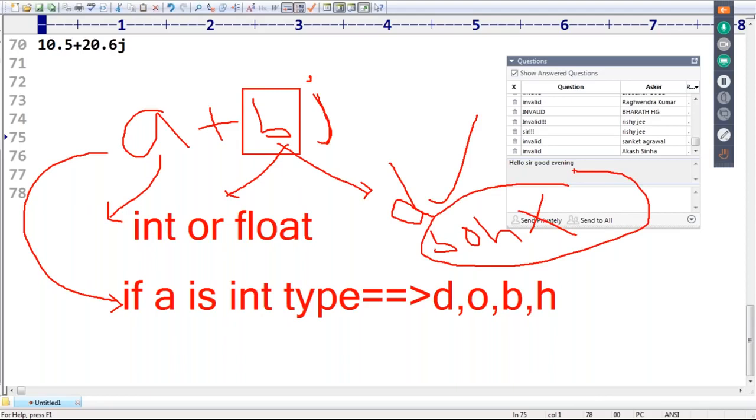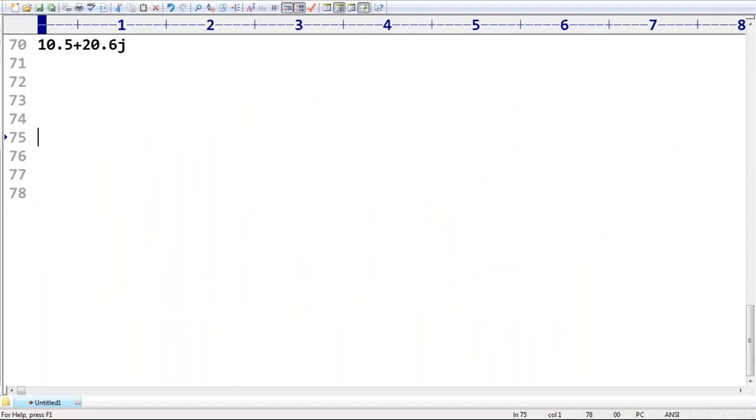That's all. These are the rules you people should be aware of about complex numbers. Clear? So the real part can be either an int value or a float value.